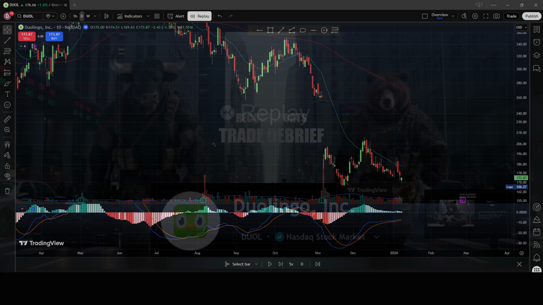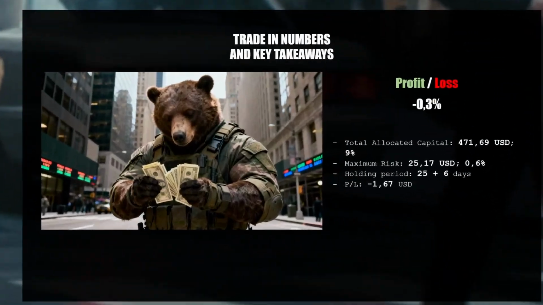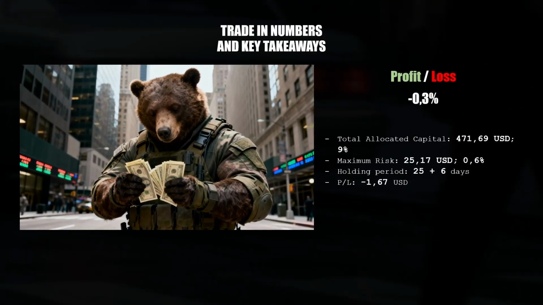To summarize the trade in numbers, total capital employed around $471 or about 9% of the total account value. Maximum risk on the trade, $26 or roughly 0.6% of the account value. Final result, a loss of about $1.67, around 0.3% of the capital deployed. Holding period, 25 days for the first reduction, plus an additional 6 days to fully close the position.